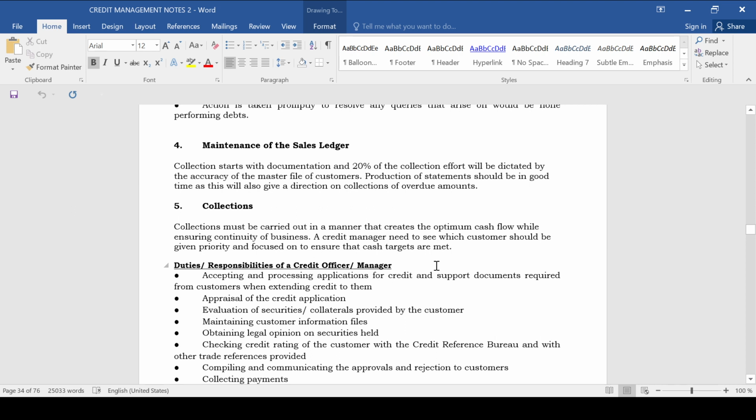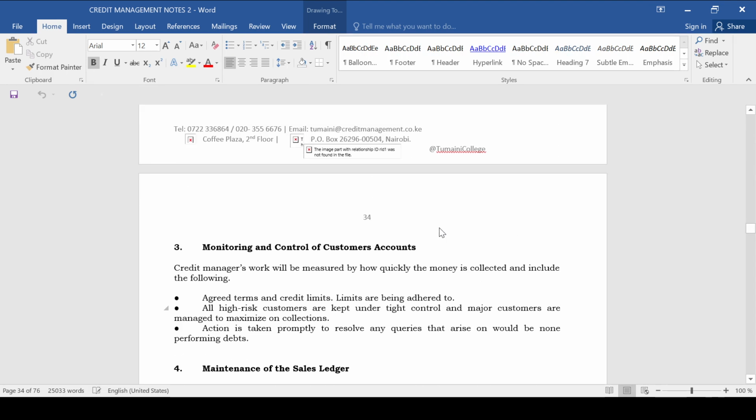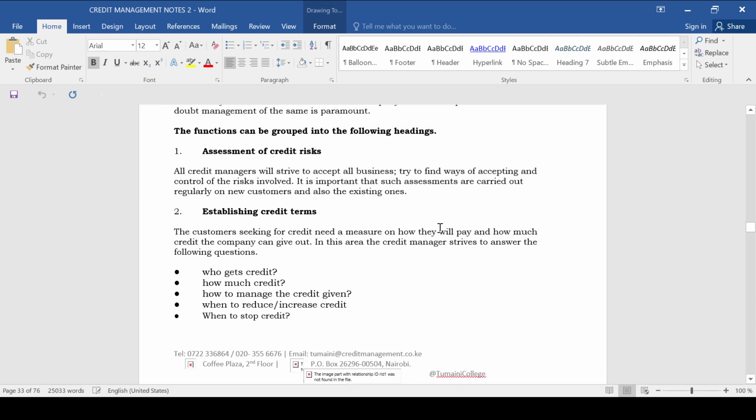Then another key role is the one we've talked about, collection. So if you're to group the roles of a credit department, we can group them under those 5 categories: collection, maintenance of the sales ledger, monitoring and control of customer accounts, establishing credit terms, and assessment of credit risks. So those are the key functions that are squarely under a credit department. And if you look at it, maybe even from the point of the banking sector, you'll also be able to see that there are things that fall squarely in our departments, whether it's on the aspect of what we call credit administration, right?